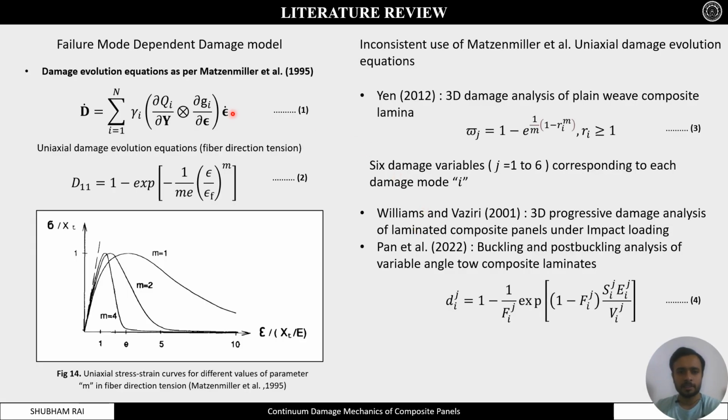In the literature, these are the damage evolution equations that have been proposed by Matzenmiller in 1995. Equation 1 is the generalized equation. For the uniaxial case, equation 1 reduces to a form like equation 2. But equation 2, which is only applicable for the uniaxial case, has been used by many people for the 2 or 3 dimensional damage analysis of laminated composite panels, which is not correct because it is only a uniaxial equation. It cannot be used for 2 or 3 dimensional analysis.